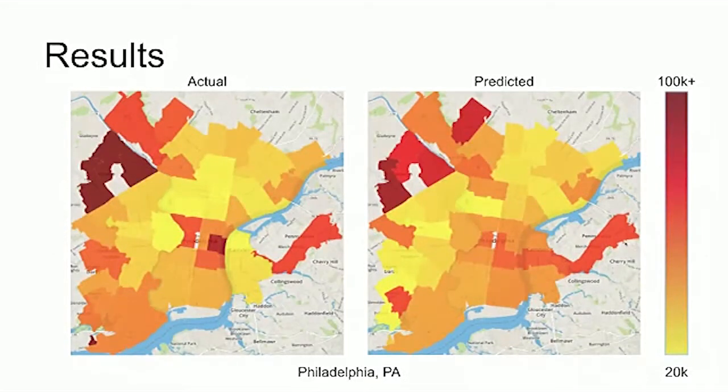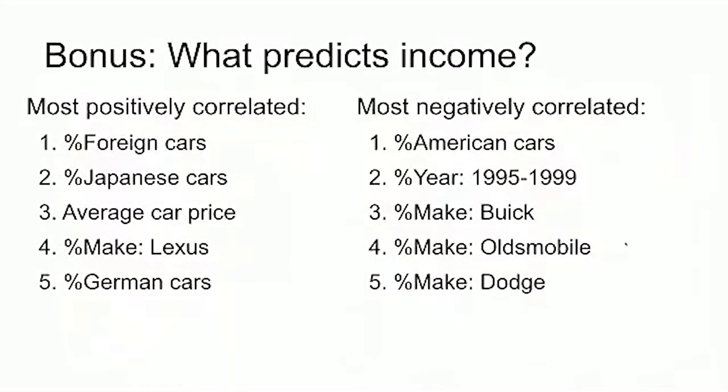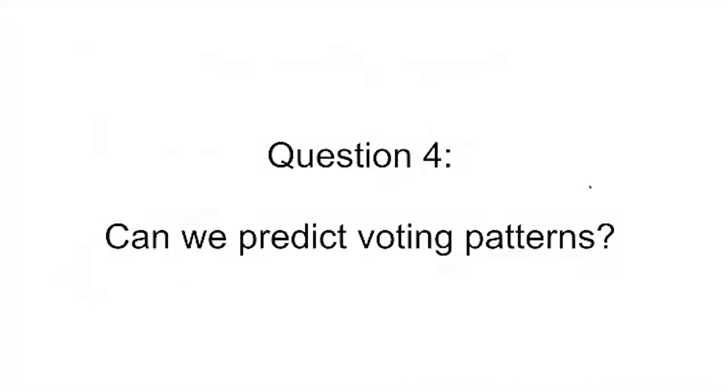And I'm just going to show you a whole bunch of results like this from now on. And then what's interesting is to see what types of cars are highly correlated with income. It's really interesting. The most highly correlated one is the percentage of foreign cars in a place: German cars, Japanese cars, Lexus, and also BMWs. That's kind of obvious. And then the most negatively correlated are American cars and old cars. So if you see a lot of American-made cars or a lot of old cars in a neighborhood in our images, then you are more likely to be in a lower income neighborhood.